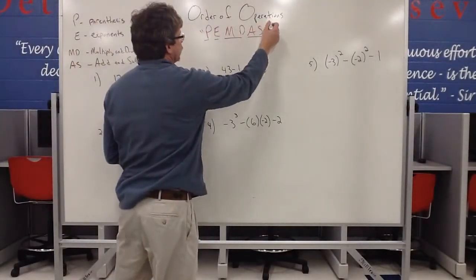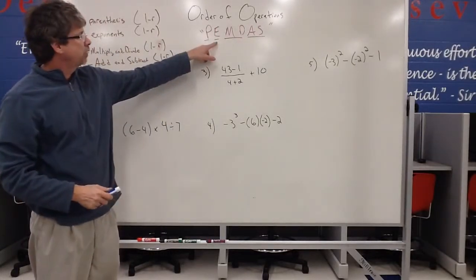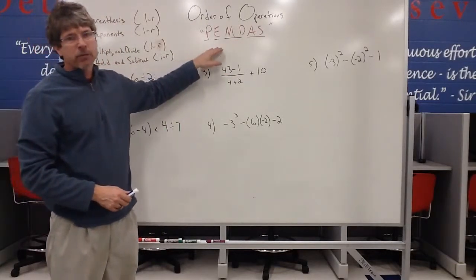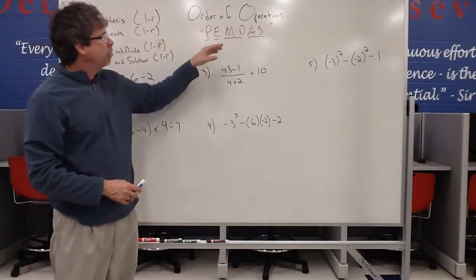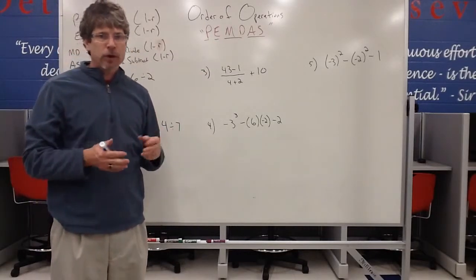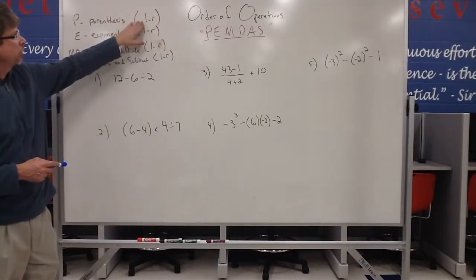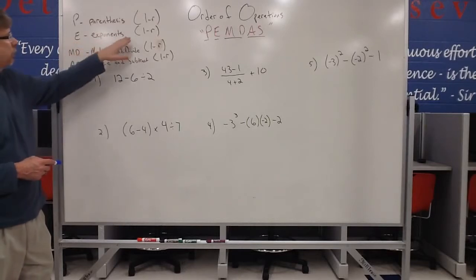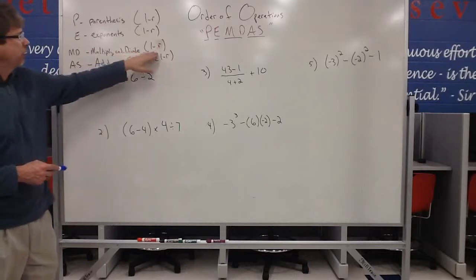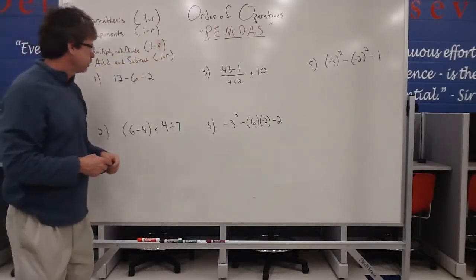We may have learned in school the phrase, "Please Excuse My Dear Aunt Sally," or some of us may have been taught it as PEMDAS. But this little acronym basically gives us an idea of how to perform multiple operations in one problem. The P stands for parentheses, and we do those from left to right. The E stands for exponents, we do those from left to right. Multiply and divide, we do those at the same time, left to right. Adding and subtracting, we do those at the same time, from left to right.